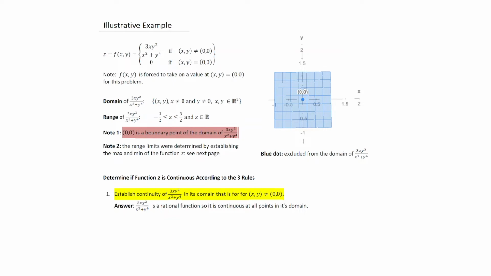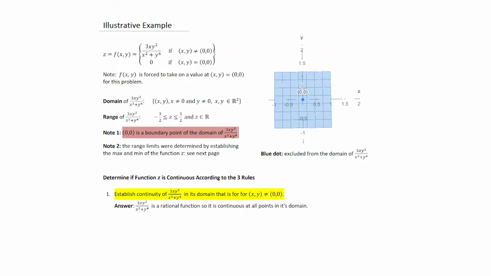So we need to determine the domain of the function. So 3xy squared over x squared plus y fourth. We're okay as long as x and y are not both equal to 0. Otherwise, all other values of x and y are acceptable.